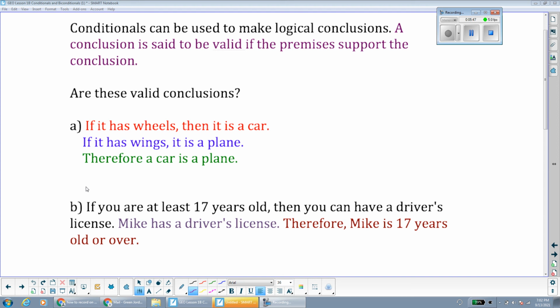Let's take a look at B. If you are at least 17 years old, then you can have a driver's license. Mike has a driver's license. Therefore, Mike is 17 years old or over. Take a second, pause the video, and think about it: assuming the premises are true, assuming that Mike has a driver's license, and assuming that if you are at least 17 years old, you can have a driver's license, does the conclusion about Mike logically follow? If you answered yes, congratulations, you are correct. Wonderful.